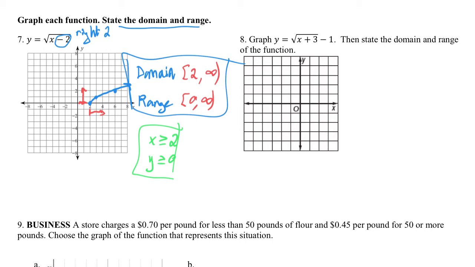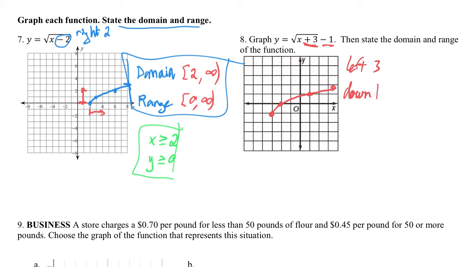Okay, number 8. We have this plus 3 inside. It's going to move it to the left 3. And this minus 1 outside is going to move it down 1. So your end point is going to go left 3, down 1. And then you can draw your shape from there. You go up 1, right 1, up 1, and right 3 more. And there's your square root graph.